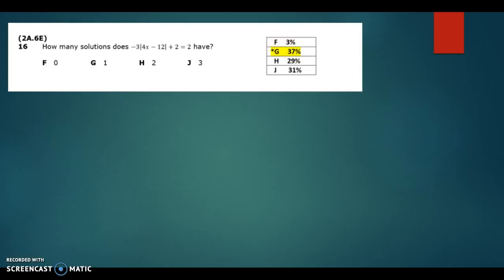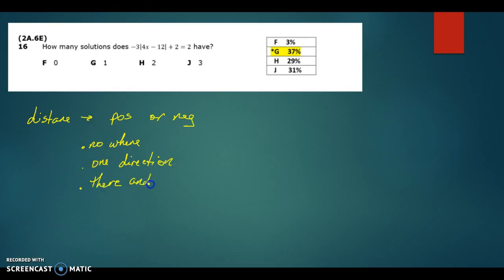One of the things that I would remind kids of when we retaught was that absolute value is distance. And the way we deal with distance is you've got two directions, up, down, left, right. You've got two choices, positive or negative. So the choices are, you can go nowhere, you can travel nowhere. You can go in one direction, or you can go there and back. You've got three choices, 0, 1, or 2.